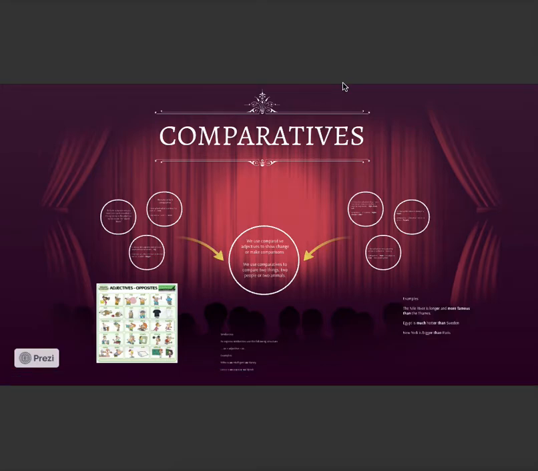Today we are going to be talking about comparatives. But before beginning, I am going to ask you, what do you remember of this? Do you remember comparatives? Have you ever seen this before? So tell me, what is a comparative? Who can tell me what that is, or what do you remember?